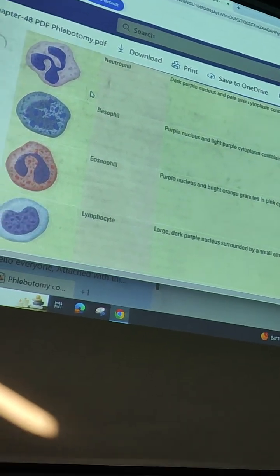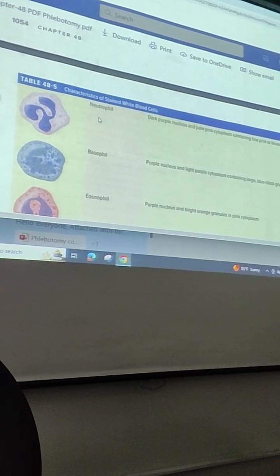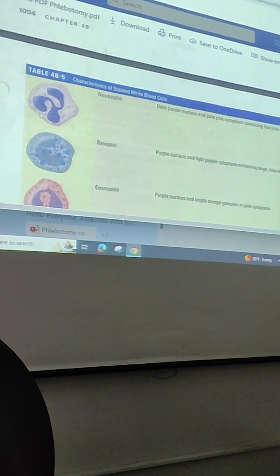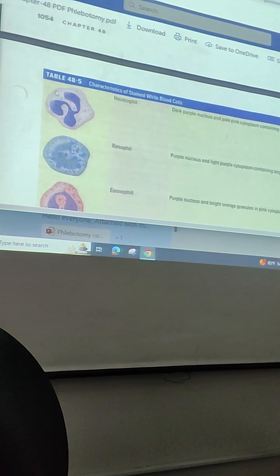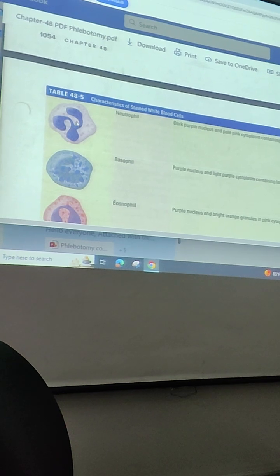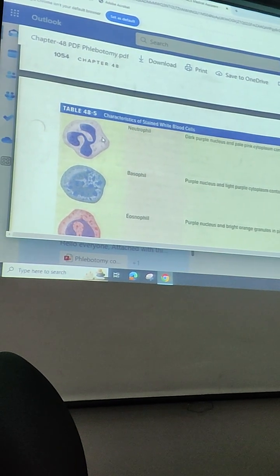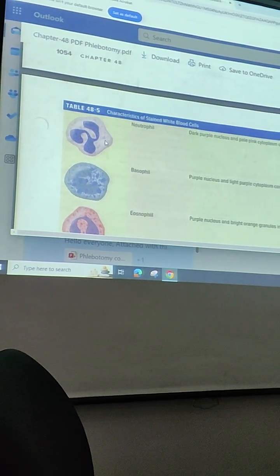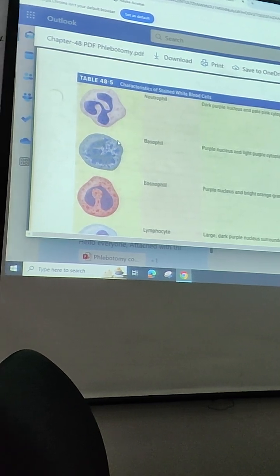So like I said, this table is very informative. If you look closely, you see this is a cell. The whole thing is a cell. The outer one is called the membrane. At the center is the nucleus. Between the nucleus and the membrane is called the cytoplasm. Here, the cytoplasm is not clear. It has granules. That's why they call them granulocytes.